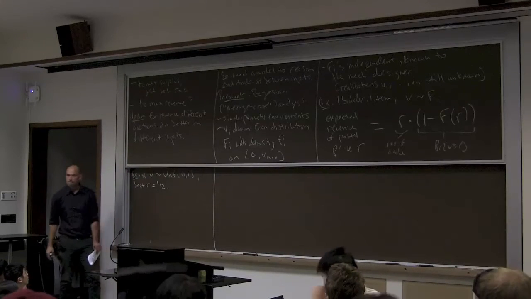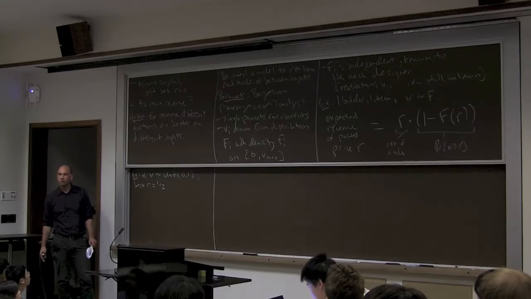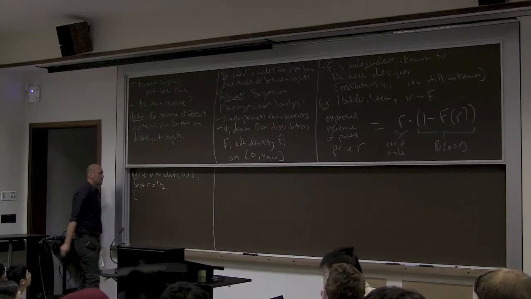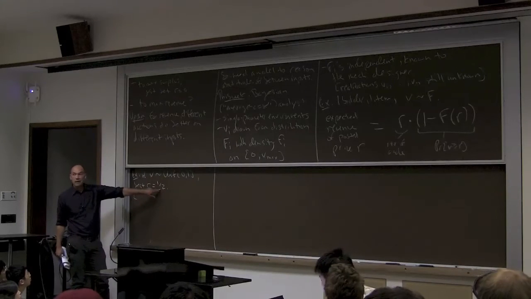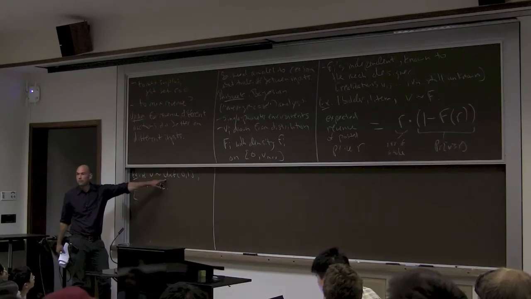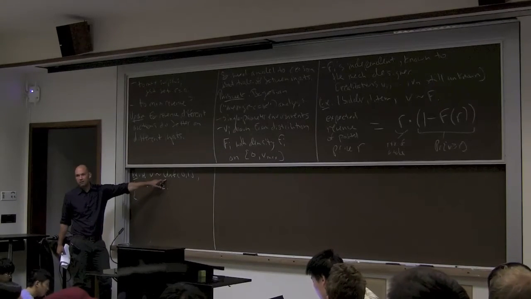So what would be the revenue of this posted price, for example, if V is drawn uniformly from 0, 1? How much money would you make? What would be your expected revenue with this posted price in this distribution? 1/4, right? You have a sale half the time and you make half a buck every time it happens.